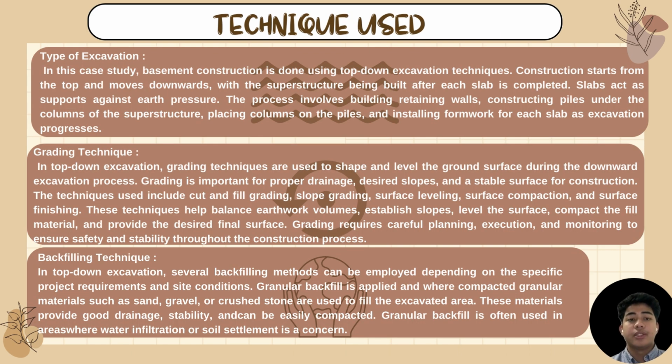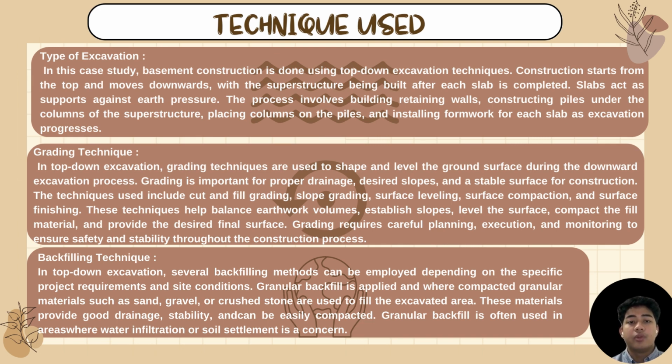For the next part is techniques used. Firstly, the type of excavation. In this case study, basement construction is done using the top-down excavation technique. The construction starts from the top and moves downwards, with the superstructure being built after each slab is completed. Slabs act as supports against earth pressure.